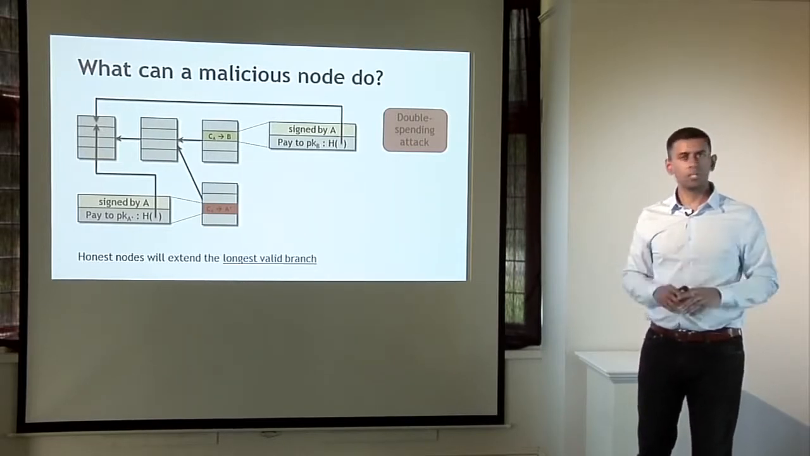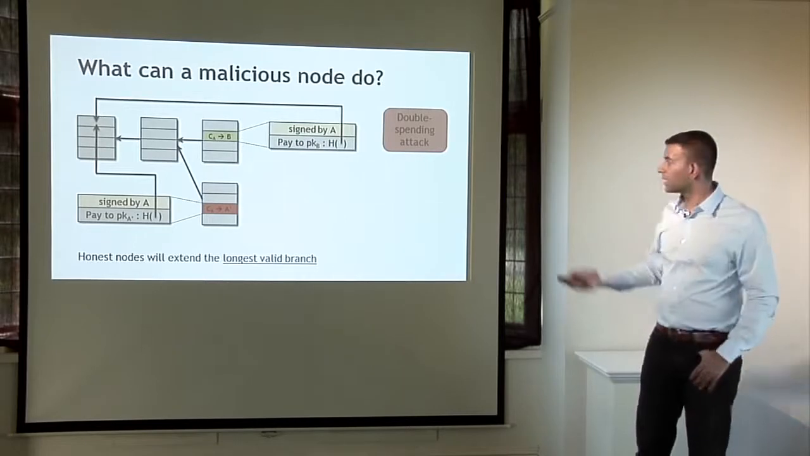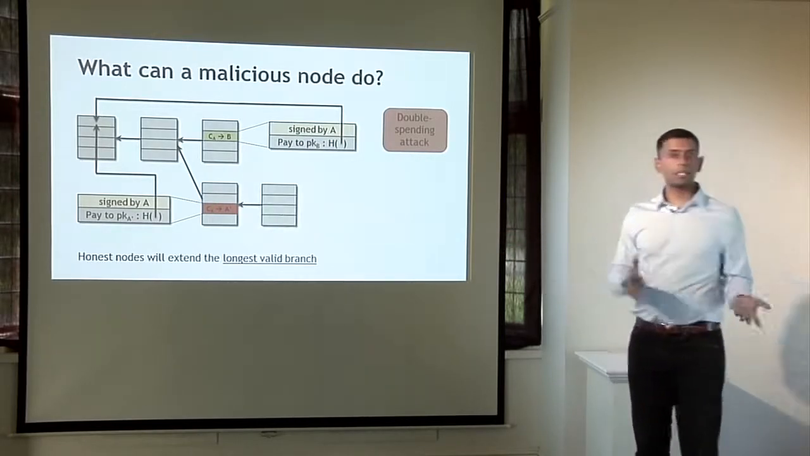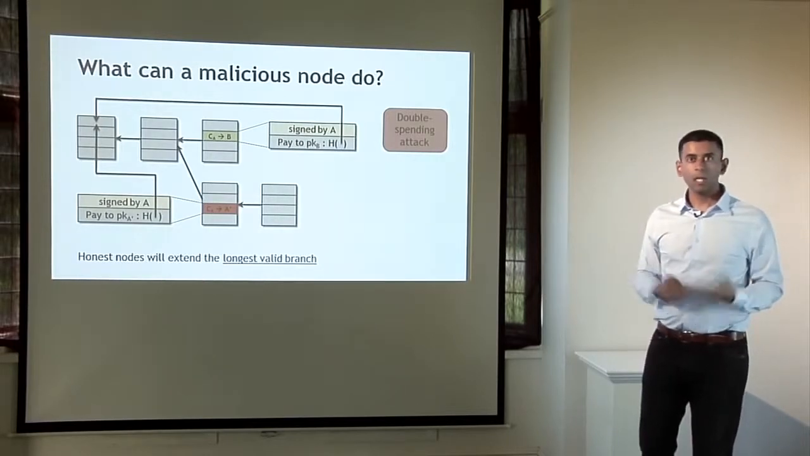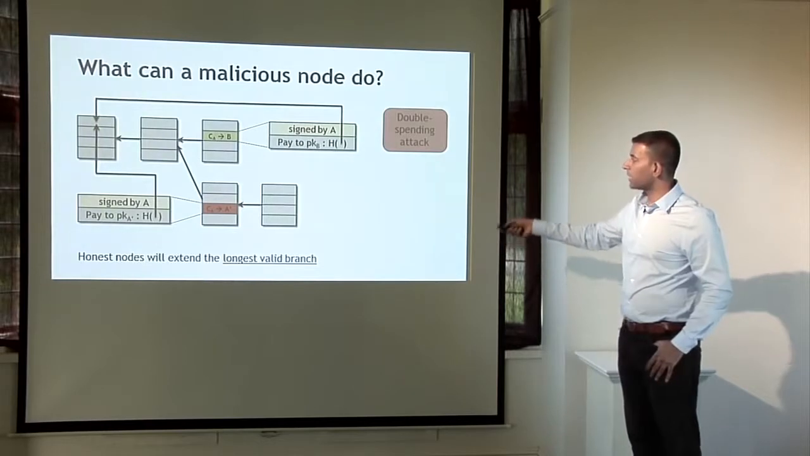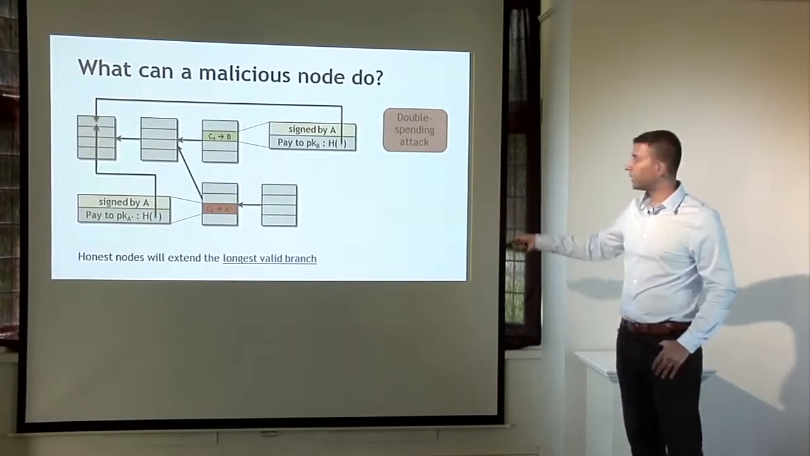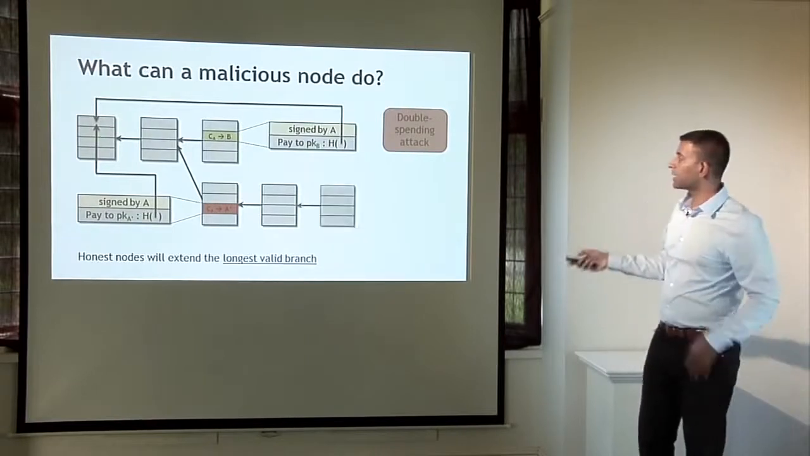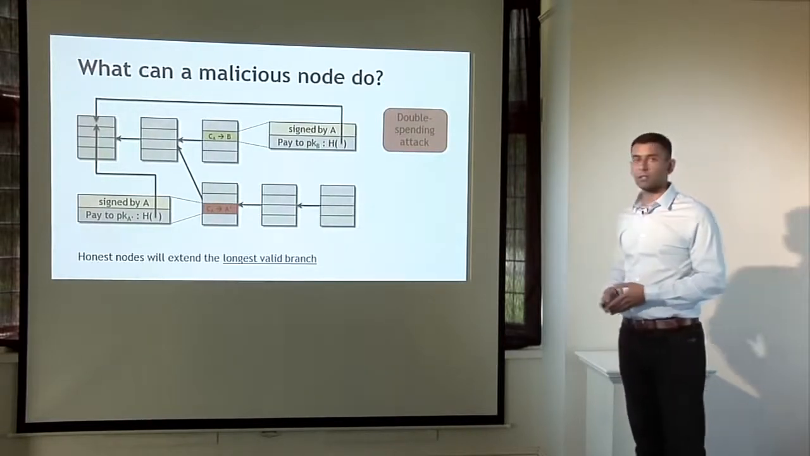So for whatever reason, without going too much into the details, let's say that the next node extends the block with the red transaction instead of the green one. What this means is that at this point, the next honest node is much more likely to extend this block instead of this one, because now this has become the longest valid chain. So let's say that after one more block, the situation looks like this.